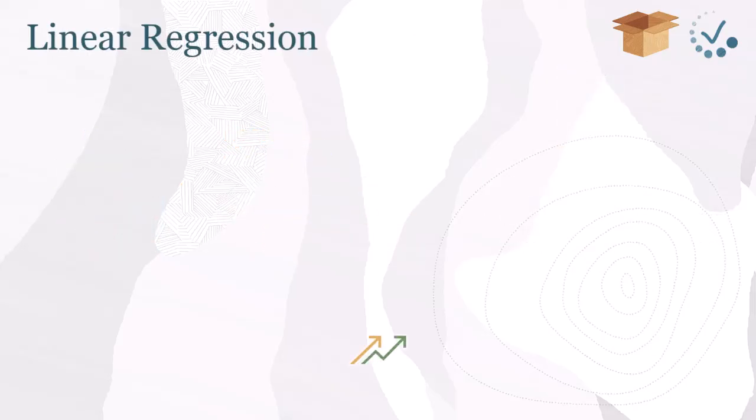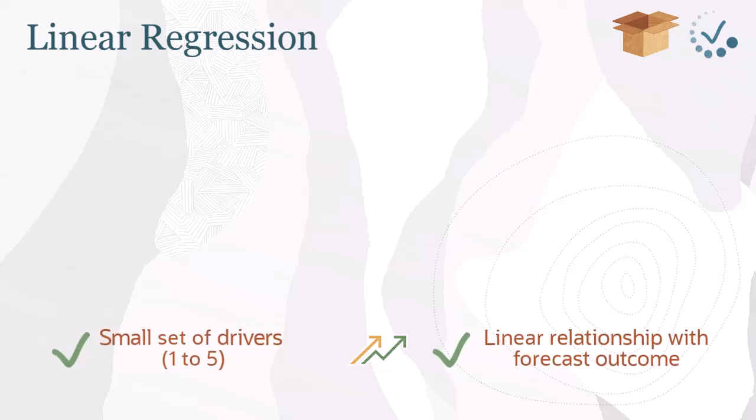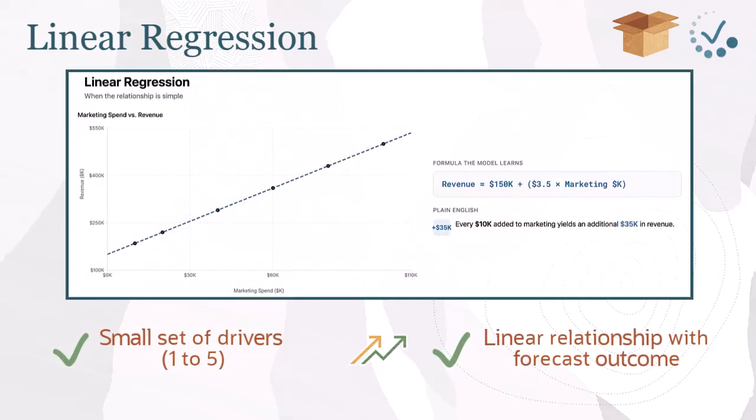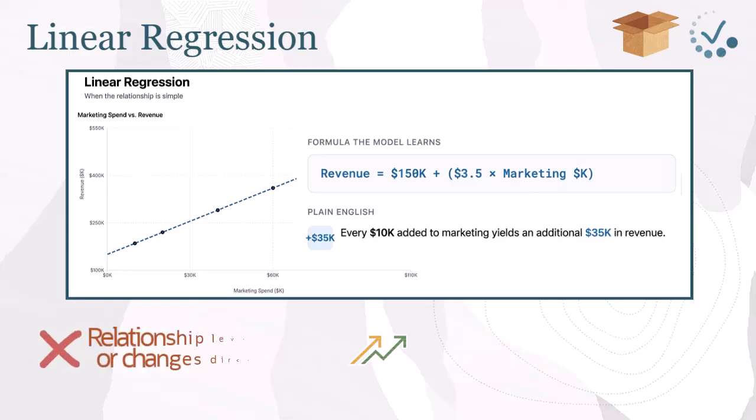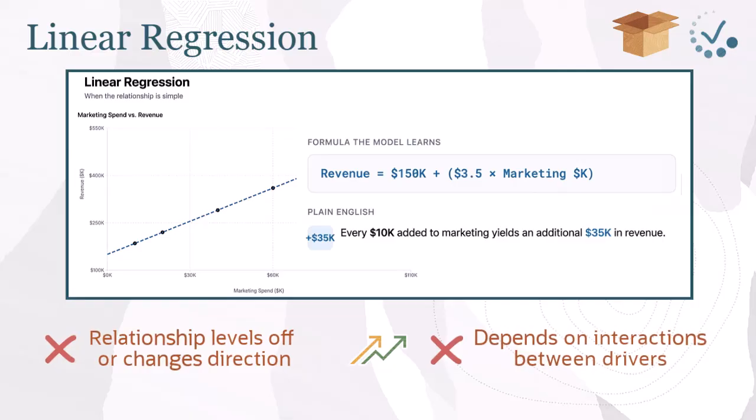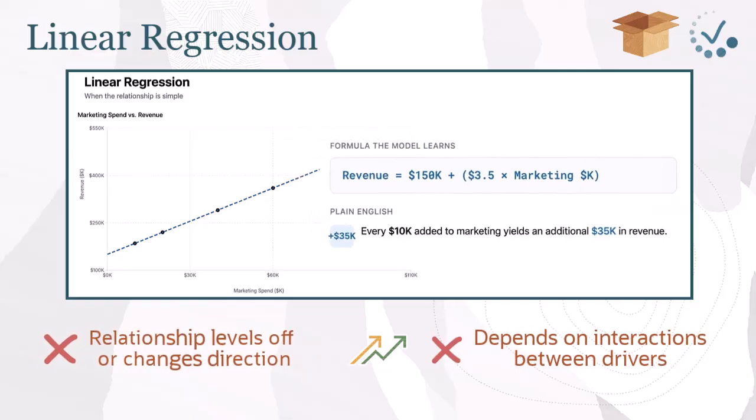Use linear regression when a small set of drivers has a clear, roughly linear relationship with the forecast outcome. For example, monthly sales may depend on marketing spend and pricing. Linear regression gives you a straightforward model, so finance stakeholders can understand how each driver affects the forecast. Avoid it when the relationship levels off, changes direction, or depends on interactions between drivers.